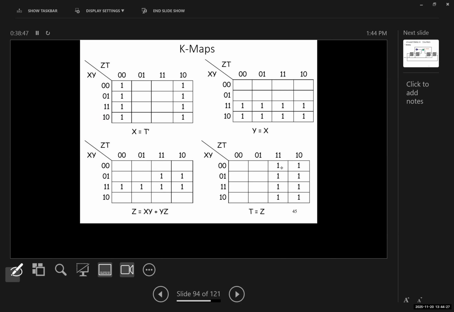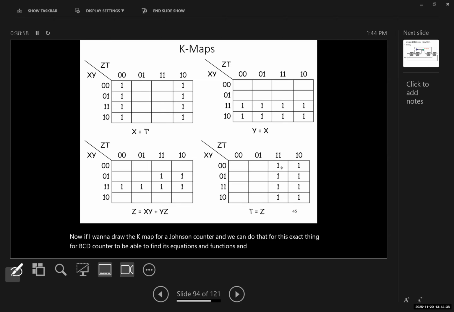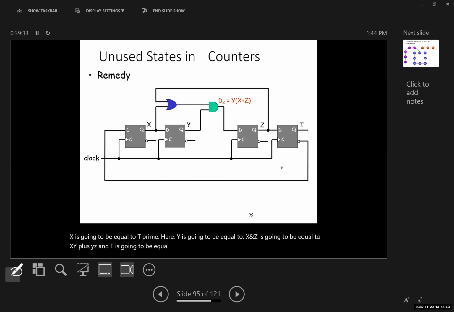Now, if we want to draw the K-map for a Johnson counter, we can do that for this exact thing, like for the BCD counter, to be able to find its equations and functions and also the circuits. X is going to be equal to T prime here. Y is going to be equal to X. And Z is going to be equal to XY plus YZ. And T is going to be equal to Z if we solve all of that.